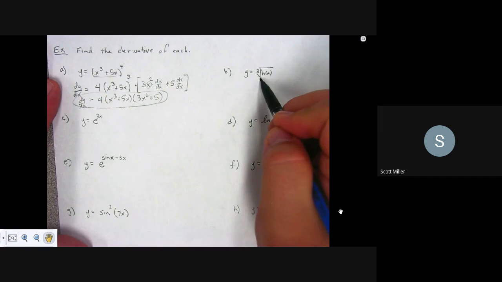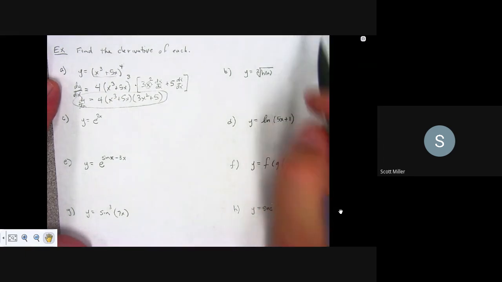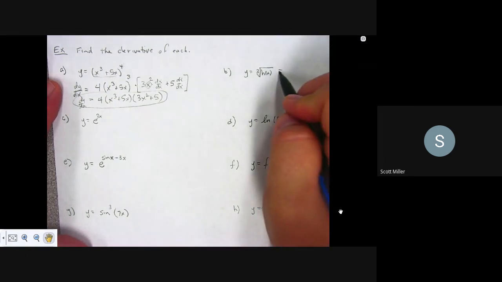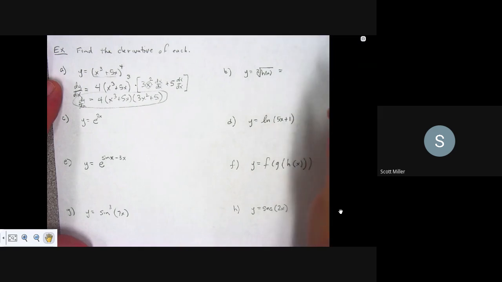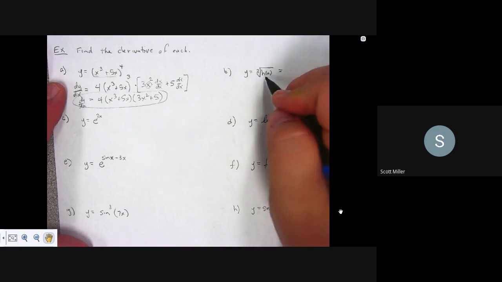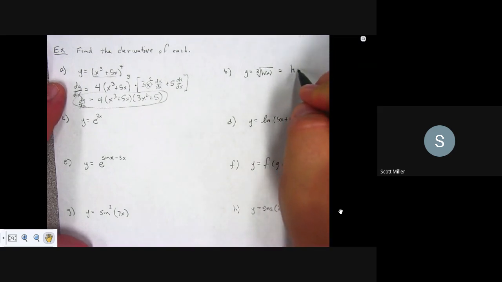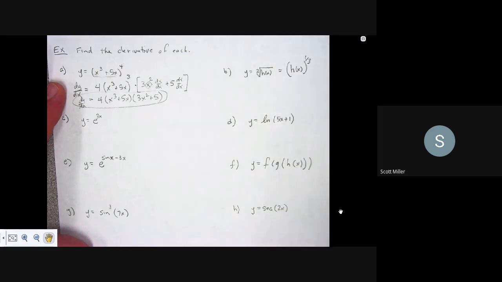What about this when I have a root? Before you take any derivative, if there's roots involved, you should rewrite them in fractional exponent form so that you can use the power rule for it. So you should rewrite this as h of x raised to the 1/3 power.